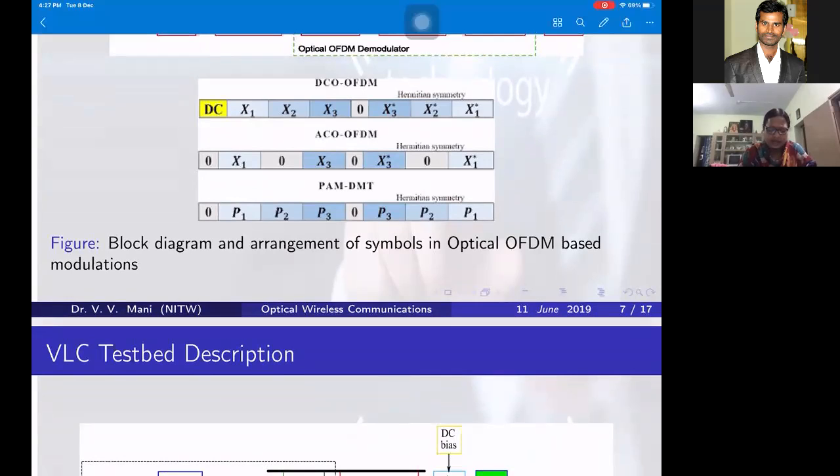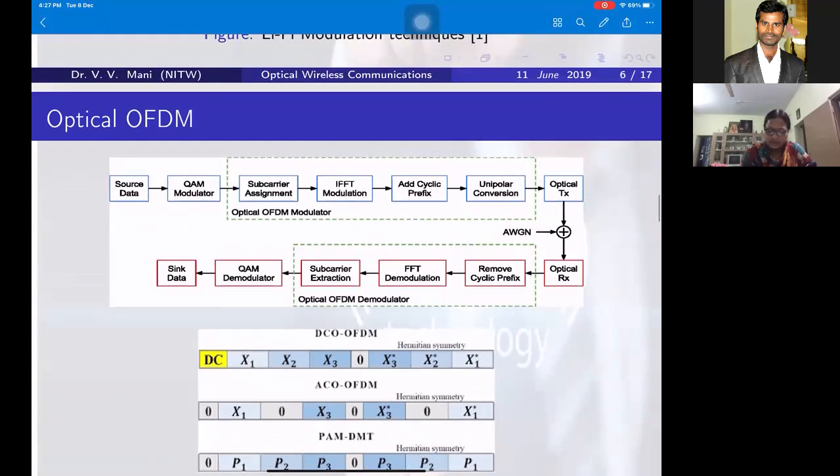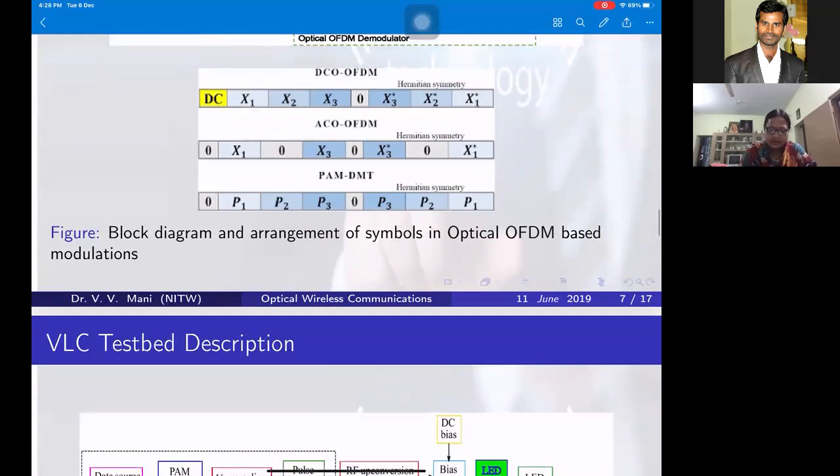Then I give x1, x2, my data as it is, and at the center I keep 0. Next, I fix the complex conjugates, x3, x2, and x1 conjugates. That means there are N subcarriers, but frankly speaking, I'm using only N by 2 subcarriers. My actual data is only N by 2 subcarriers, not the full length. Why are we doing this? Because to do this subcarrier alignment and unipolar conversion, we need these signal formats.